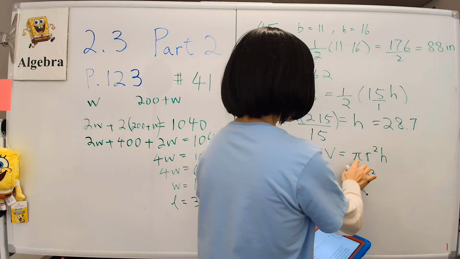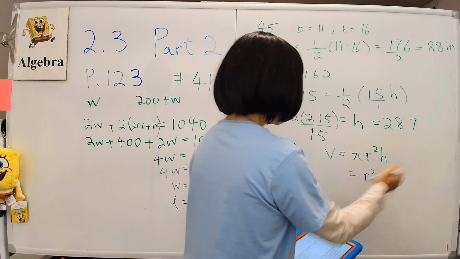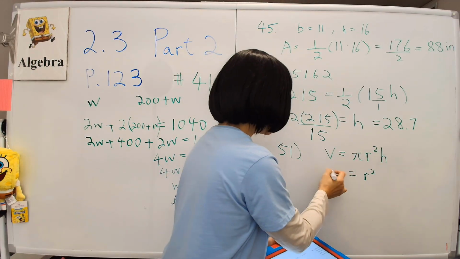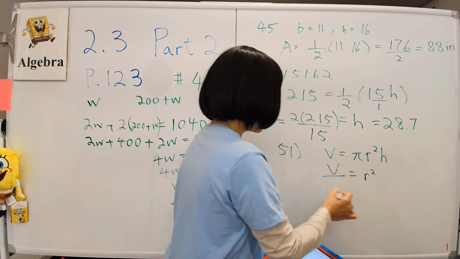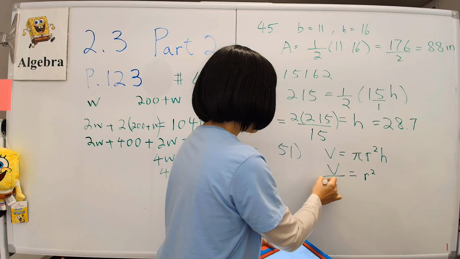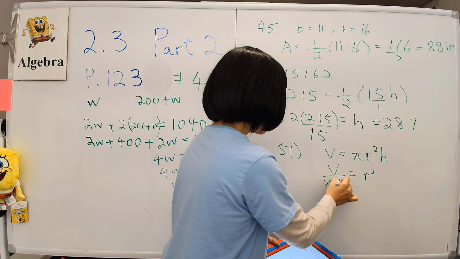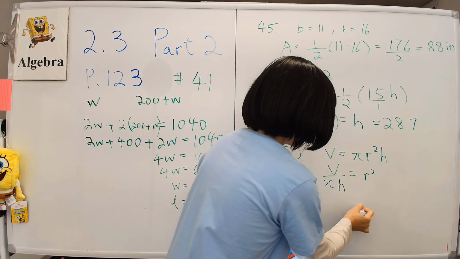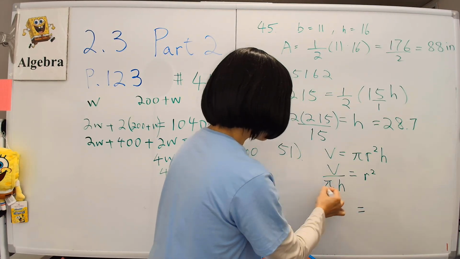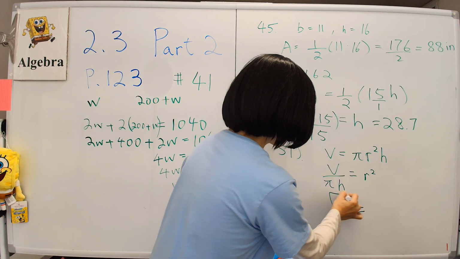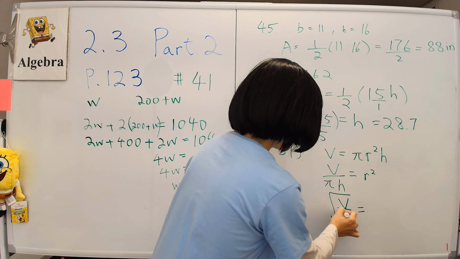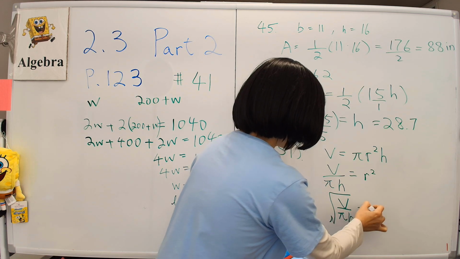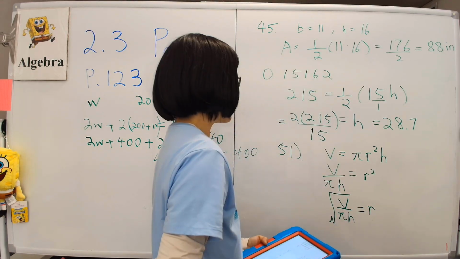Because r squared is being multiplied by various stuff that will push it down the division line across the equal sign, let's push that down. So pi goes down here, and h goes down here, and we get that equal to r squared. The next step is we take the square root of both sides. So we'll write a giant square root sign, V over pi over h, and this will be equal to r, and that is our answer.